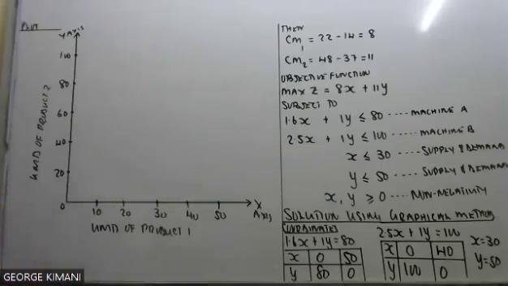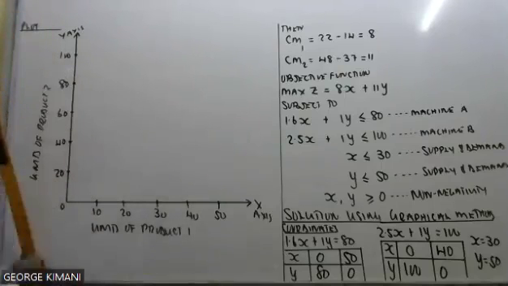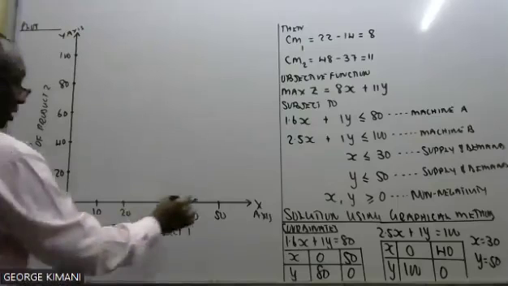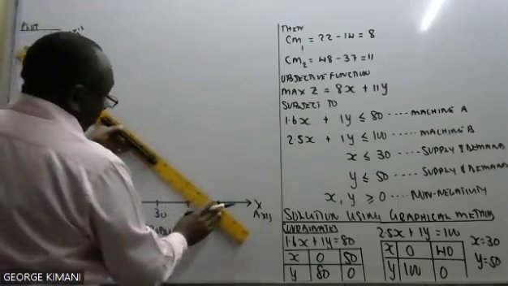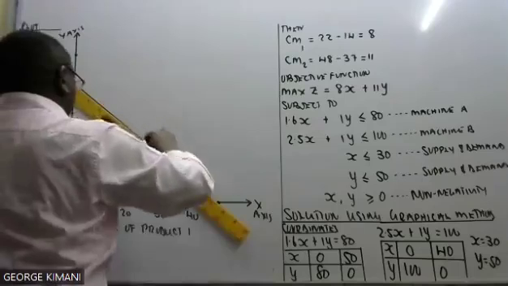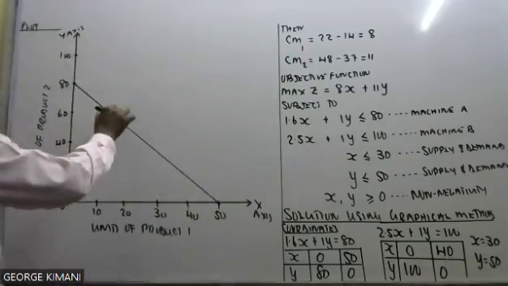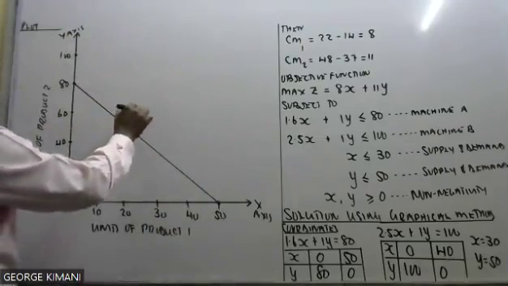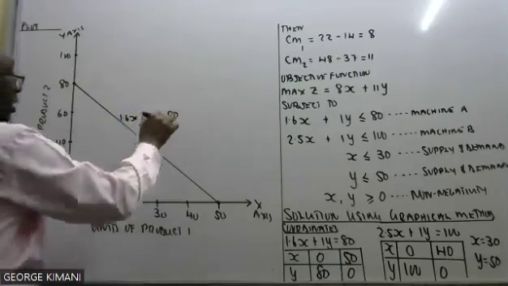So now, when x is 0, y is 80, and when y is 0, x is 50. You connect them with a very straight line. And you tell us this is the line 1.6x plus 1y is equal to 80.